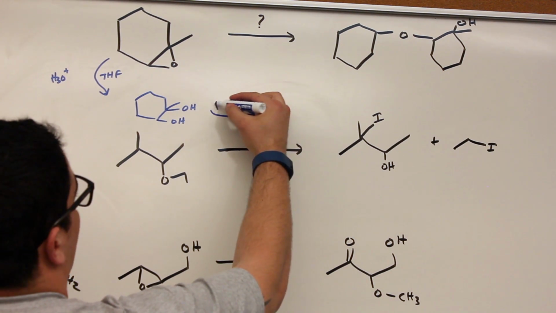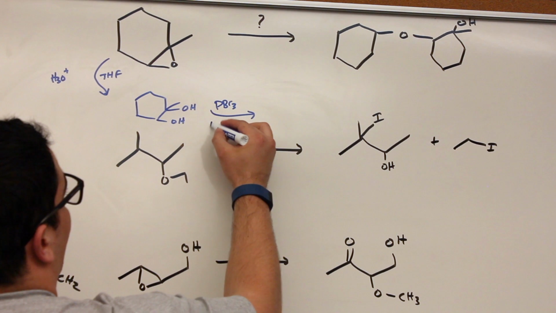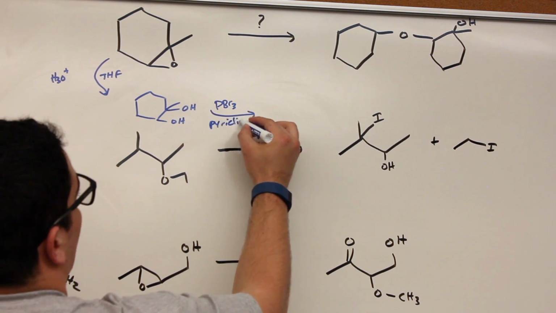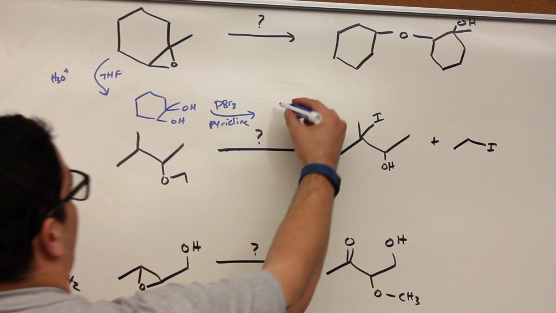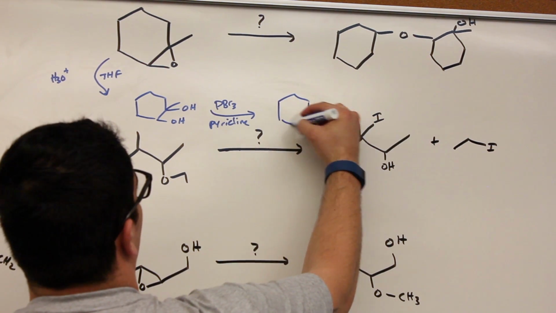So what I'm going to do here is I'm just going to do the PBr3 and the pyridine. And the good thing about doing this reaction is PBr3 and pyridine, they don't work on tertiary alcohols. They only work on primary and secondary. So I'll leave that one alone. That's why I feel like this reaction is looking good so far.